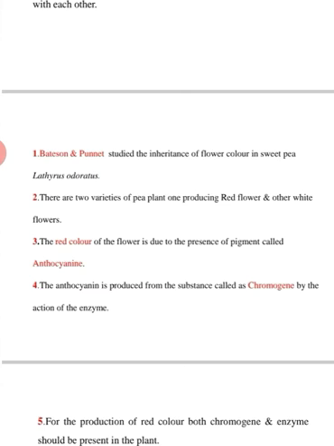Bateson and Punnett studied the inheritance of flower color in the sweet pea, Lathyrus odoratus. There are two varieties of the pea plant, one producing red flowers and the other white flowers. The red color of the flower is due to the presence of the pigment called anthocyanin. The anthocyanin is produced from a substance called chromogene by the action of an enzyme.